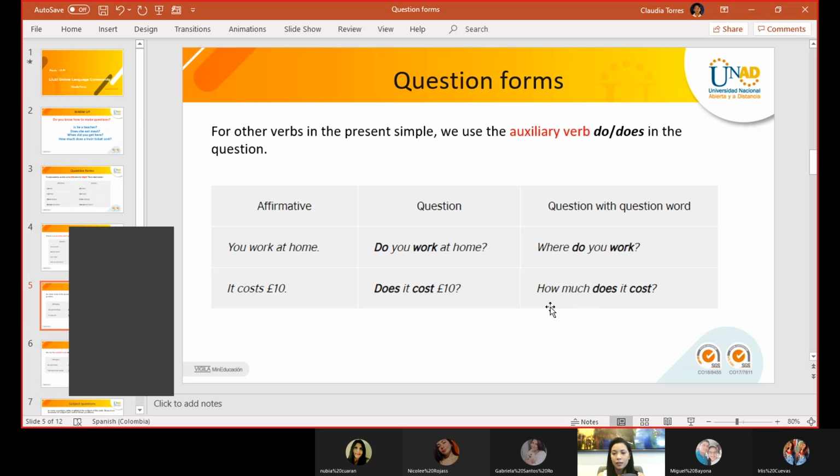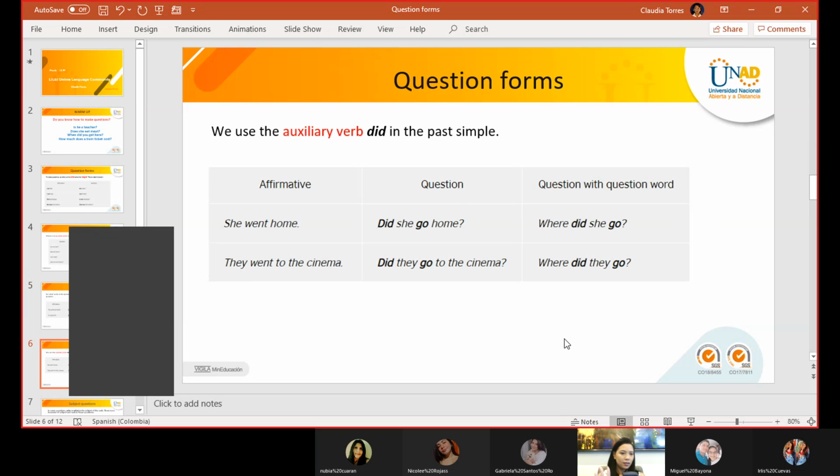And then for the last one, how much does it cost? So how much goes before the auxiliary verb, and then the pronoun, and then the verb, okay, and question mark. Any questions so far? Okay, so guys, is everything clear? No questions? Okay.